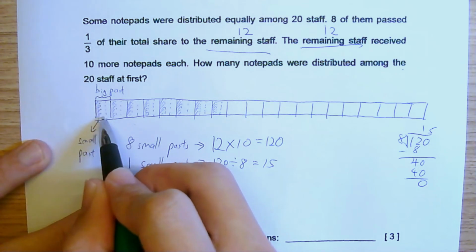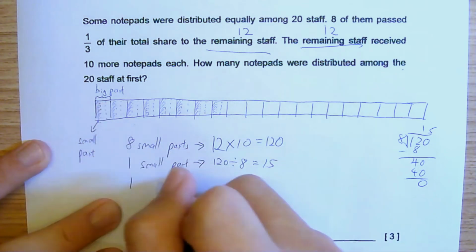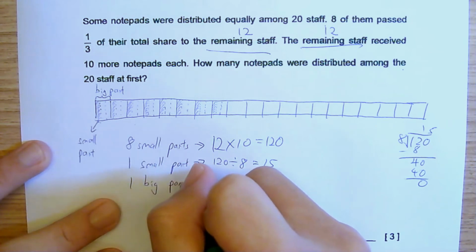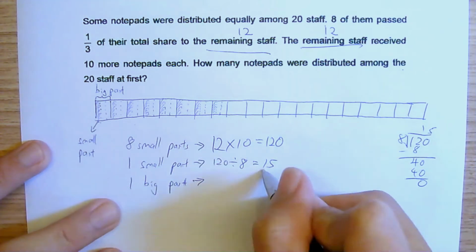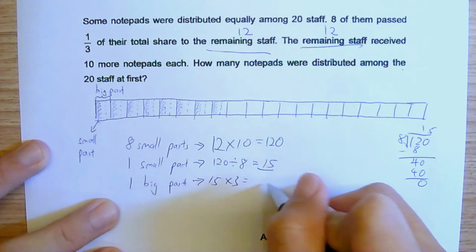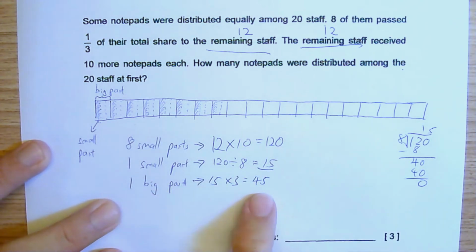And 3 small parts made up one big part. Okay, so I'm going to find one big part. So one big part will be 15 times 3. This will give us 45. So I know that each staff, which is one big part, receives 45 notepads.